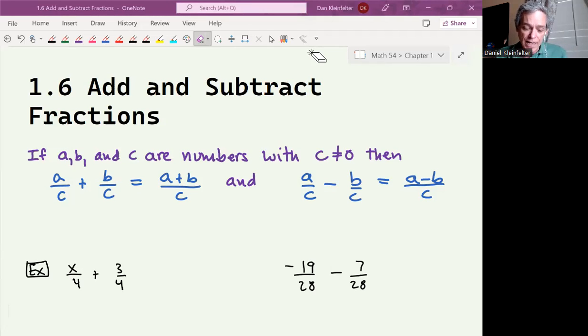So the rule for adding and subtracting fractions, if you have a over c and you're adding to it b over c, notice the bottoms are the same, that you keep the same denominator and then either add or subtract the numerators, depending on, of course, whether you're adding or subtracting. So that's the rules basically for adding, provided, of course, the denominators match. You add the numerators and keep the same denominator. For subtracting, you keep the same denominator and subtract the numerators.